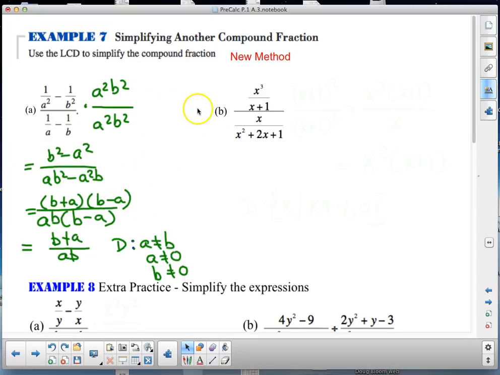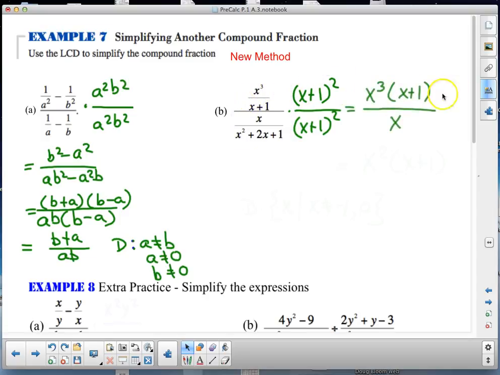Now, what did I do? I looked at the problem and I looked at the denominators. This is x squared plus 2x plus 1, and remember, that's the perfect square of x plus 1. So if I go x plus 1 times x plus 1, top and bottom, because this is the perfect square, I'm able to get rid of that on the bottom, and it's going to be x cubed, x plus 1 on top.